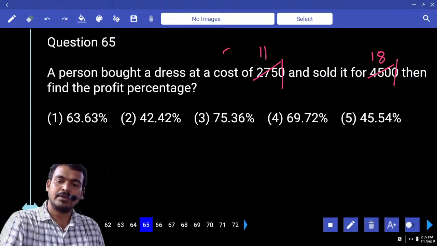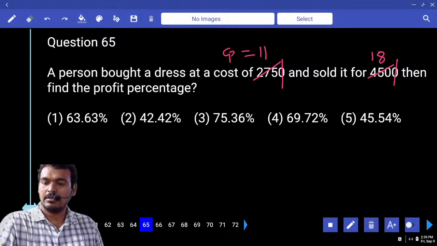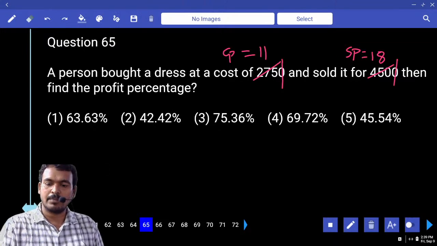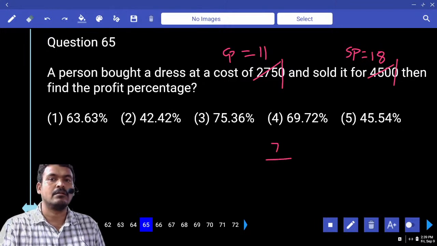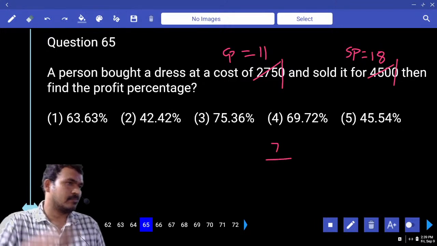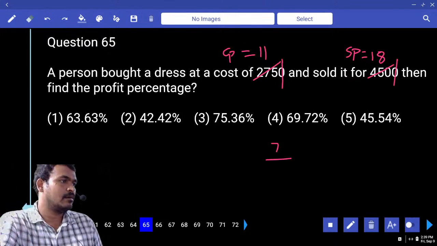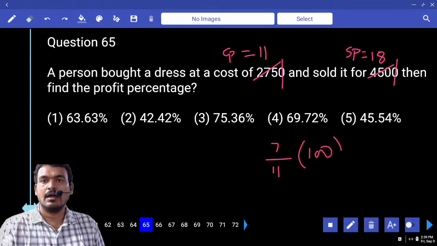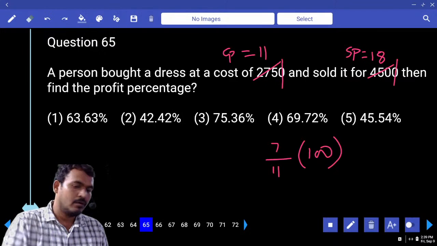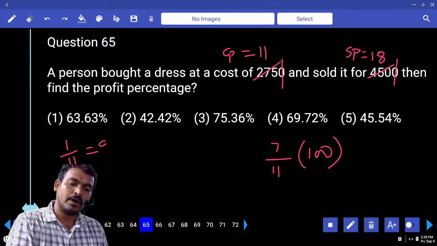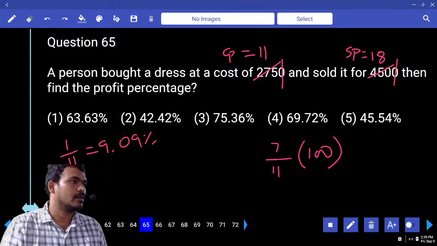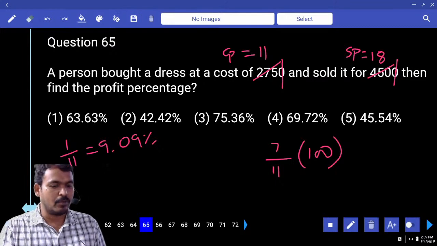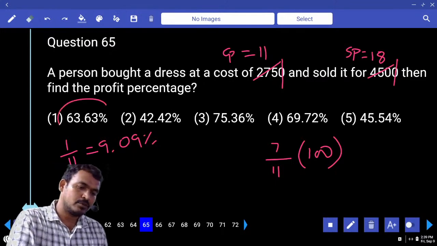Okay. How many parts? 11 parts. Selling price is how many parts? 18 parts. Profit or loss? Profit. How many parts? 7 parts. 7 upon 11 or 18? 11. Either profit or loss is always calculated on cost price. 7 by 11 into 100, or not? Already we know the 1 by 11 value, or not? What does 1 by 11 mean? 9.09%, or not? How many times we need? 7 times, or not? 7 9s are 63.63%, or not? Option, or not?